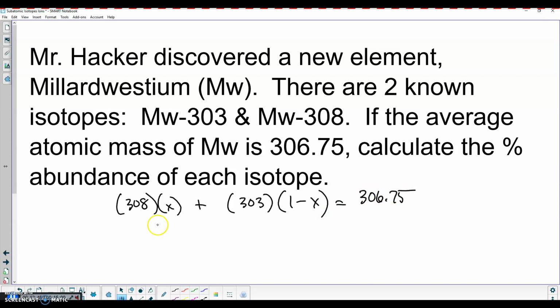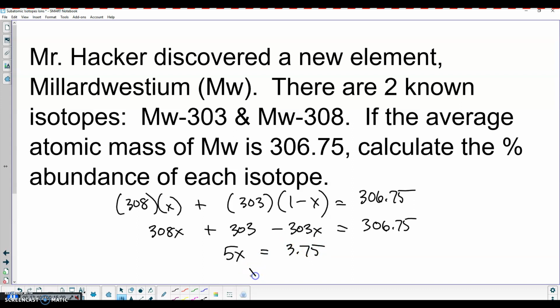306.75. I'm going to distribute. 308X plus 303 minus 303X is 306.75. Combine like terms. This is 5X. If I subtract 303, this is going to be 3.75. Okay, now what I need to do is divide both sides by 5, and that's going to give me X is 0.75. Okay, that's telling me the percent of this guy.